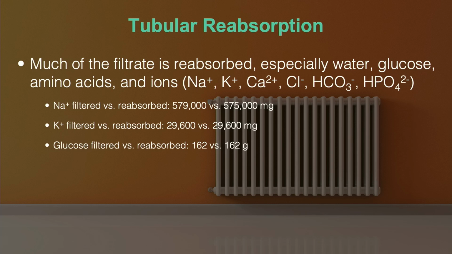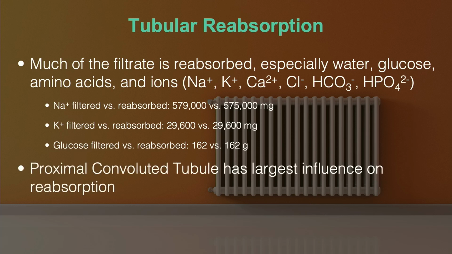Your RDA for sodium is in the 2,000 milligram range. If you have 3,000 milligrams in a day, that's a red flag. If you do that a lot, people think that leads to high blood pressure. This is 100 times that amount or more, 200 times that amount. Large amounts of sodium filtered out. Same with potassium. Glucose completely reabsorbed.